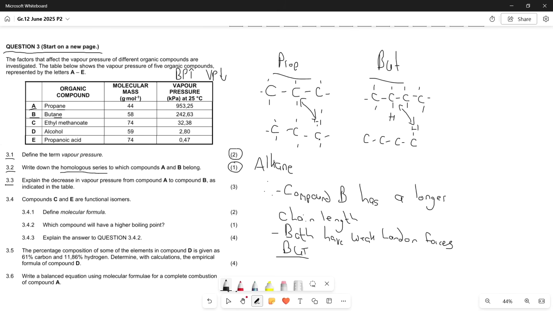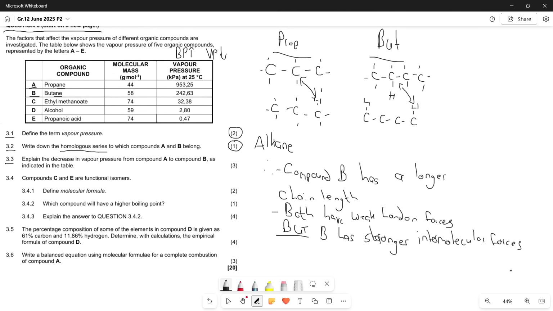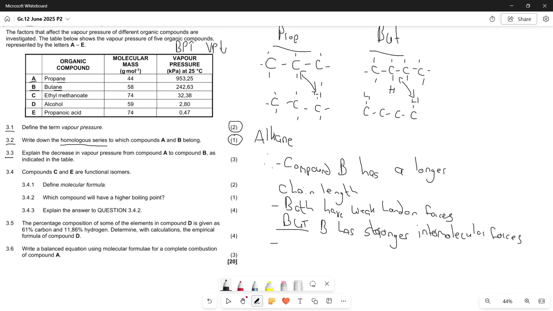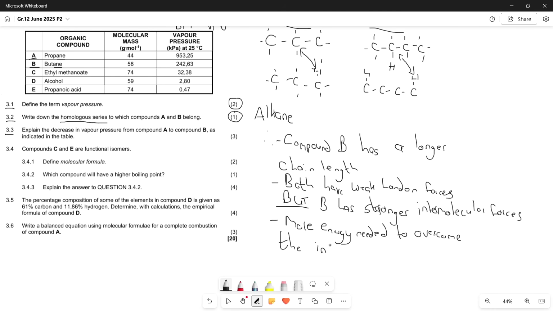overcome. This guy only has 3 on its main chain, which means there's less interaction between the H's and the C's in 2 different molecules. But because these guys are longer, therefore there are more H's interacting with the C's here, which means they have stronger intermolecular forces, and that is what we write. But B has stronger intermolecular forces, so that just earned us 2 marks over there. And then our last link in the chain is always saying more energy needed to overcome the intermolecular forces in compound B, and that would earn us 3 marks over here.